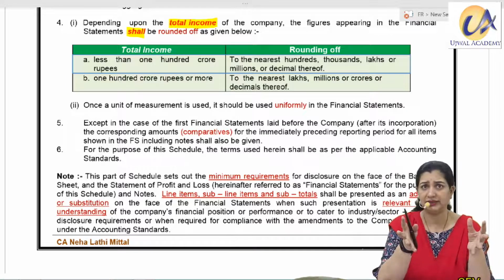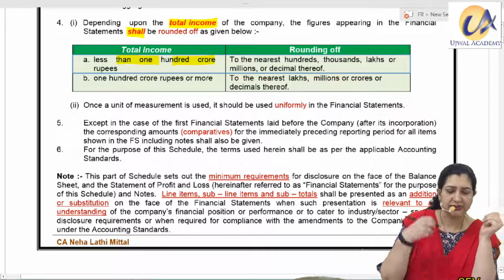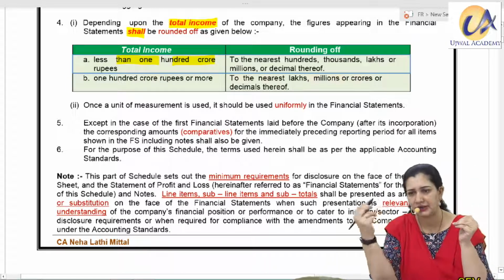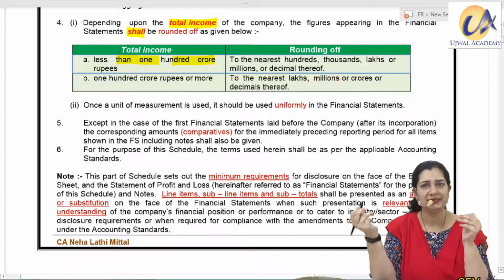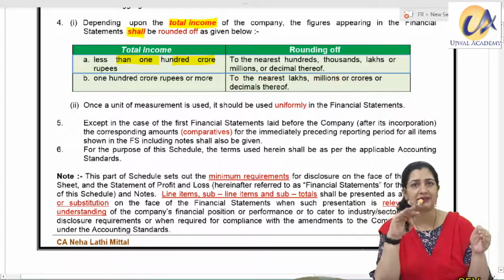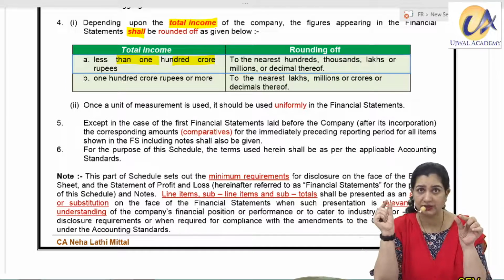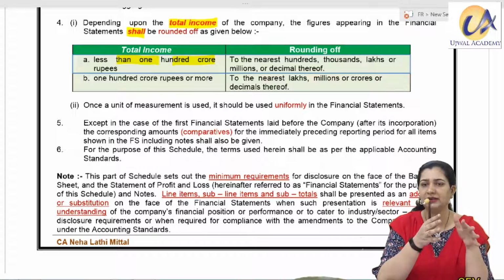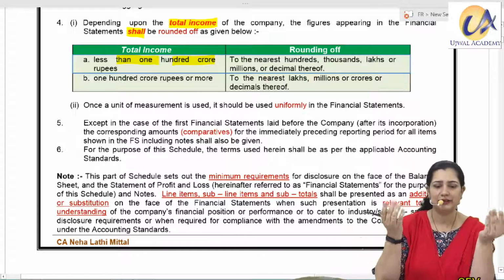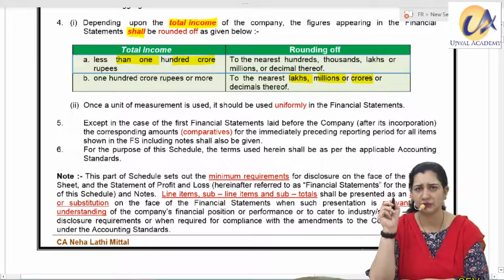So if your total income is less than 100 crores, then rounding off will be to the hundreds, thousands, lakhs or millions. And this is the same; it's only the total income which has come rather than turnover. So the limit has not changed, and the rounding off amount has not changed. Similarly, if it's 100 crores and above, then it is going to be to the nearest lakhs, millions or crores thereof. So this is what we have.